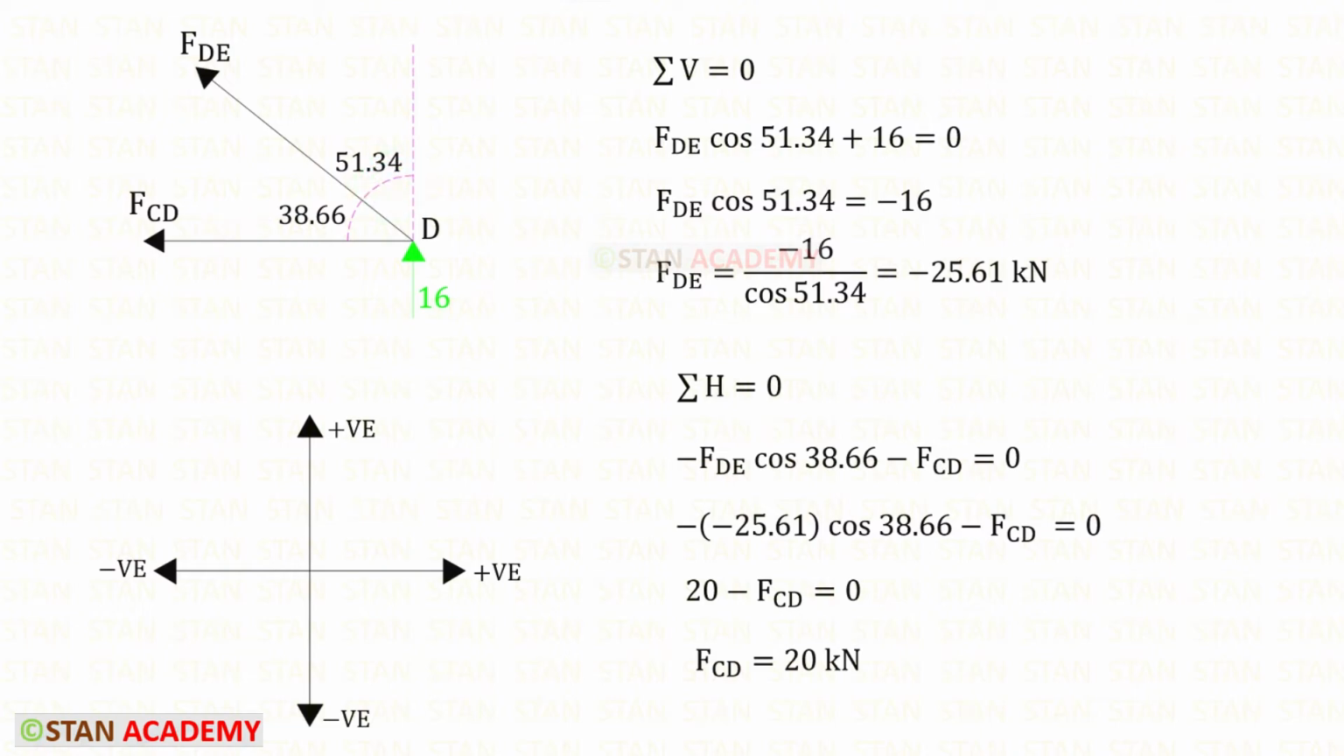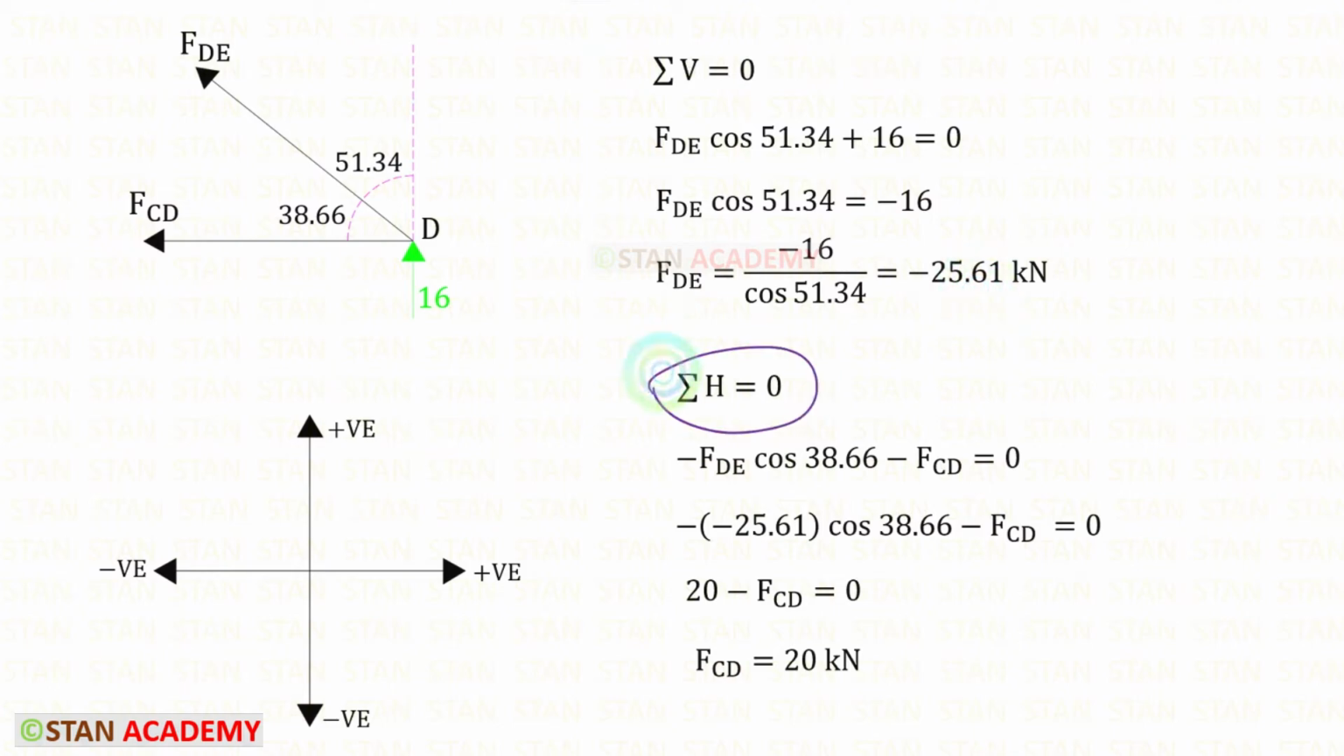In the joint D, first we have to use this rule because there will be only one unknown. This is acting upwards, so it will be positive. FDE is inclined. We have to resolve it in the vertical direction. To make it vertical, we need 51.34 degree. So with FDE, we have to multiply cos 51.34. It is acting upwards, so it will be positive. For FDE, we will get minus 25.61.